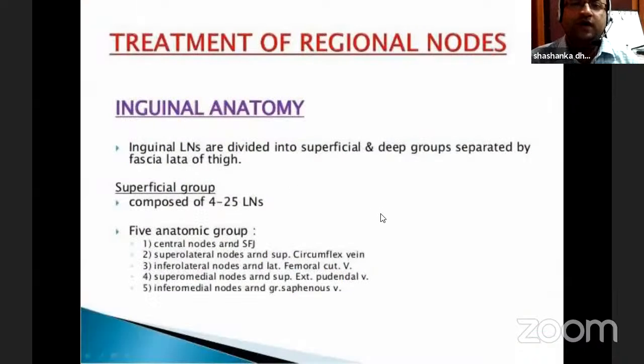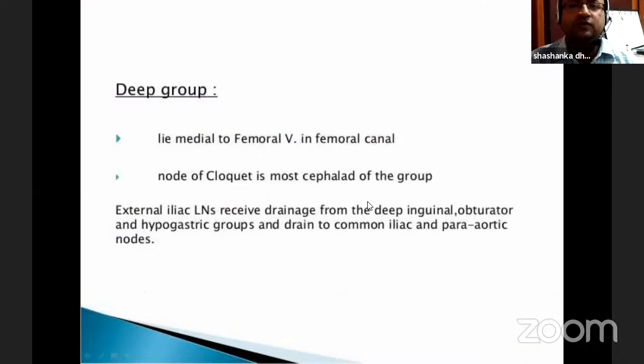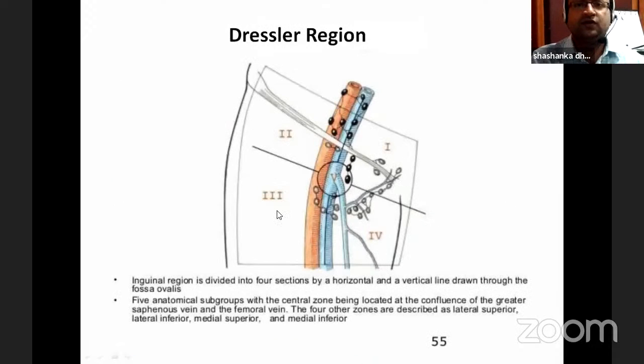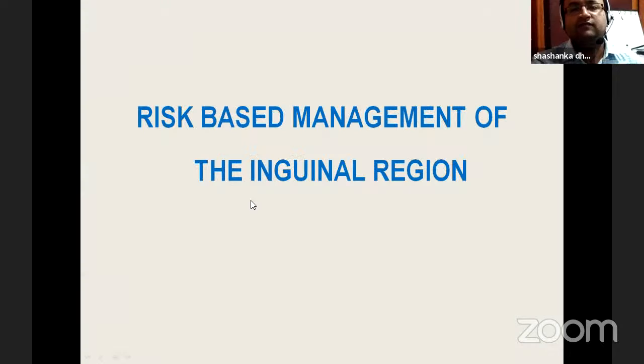Okay, treatment-wise, in inguinal anatomy, we've talked about the superficial group, the deep group, and the node of Cloquet as well. The Daseler's regions, so this is basically the four regions, the central group and the superomedial, superolateral, inferolateral, inferomedial. And this is how the lymph nodes are arranged around the saphenofemoral junction. Okay, this diagram we've already seen.